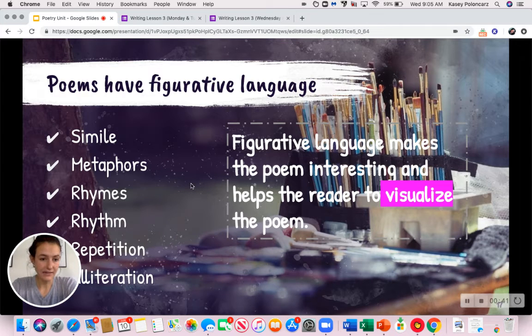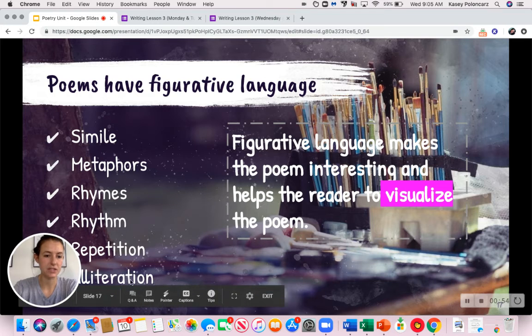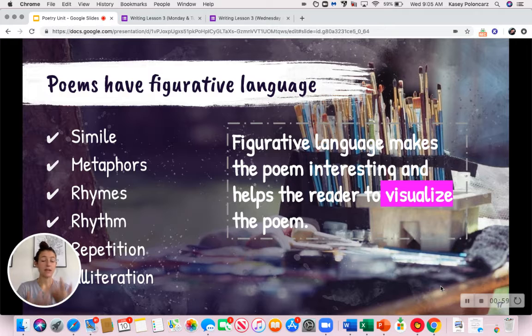So poems have something called figurative language. And sometimes it can be a simile, sometimes it can be a metaphor, which we're going to learn about today. It could also be rhymes, rhythm, repetition, and alliteration. Poems have figurative language because they help to make the poem really interesting, and they help the reader to visualize the poem. So you can see it in your head as you're reading it, and you can imagine it as you're reading it.